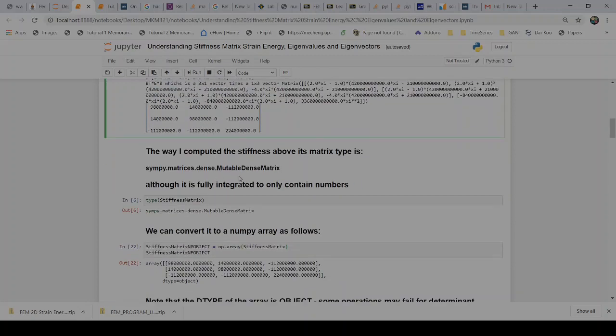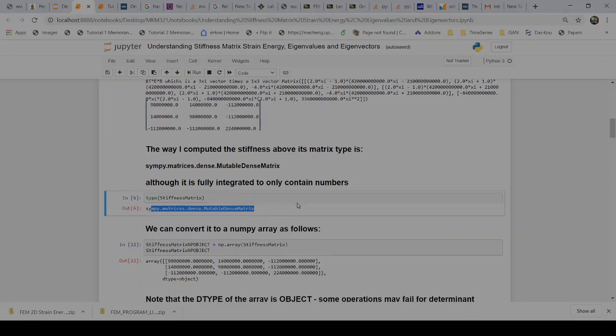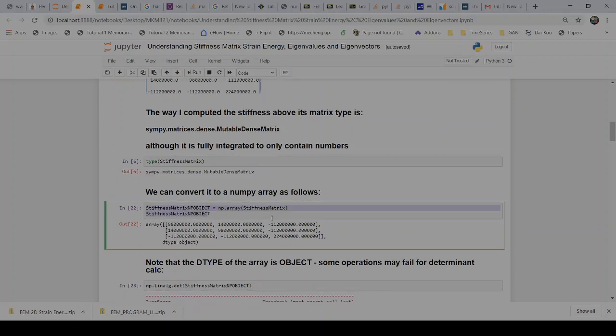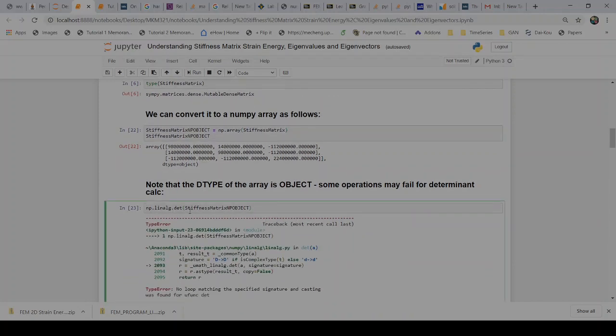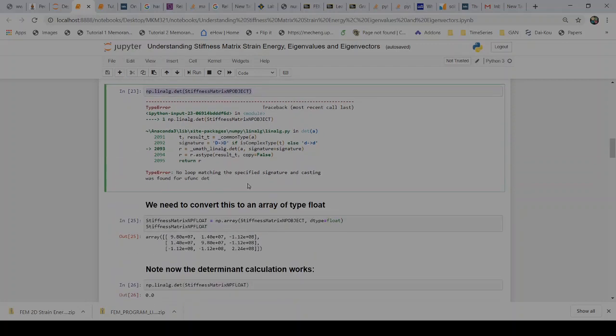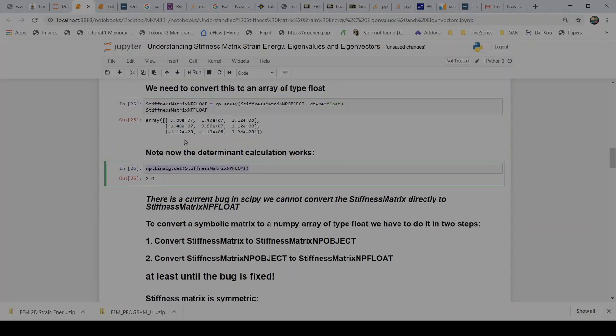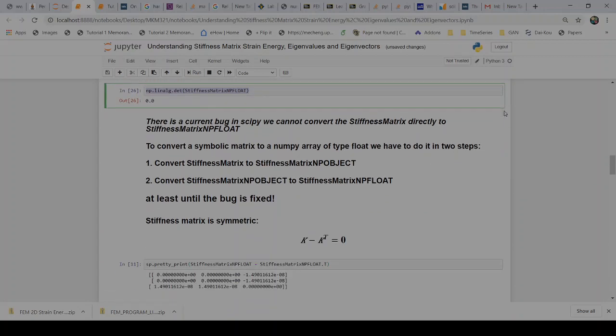This stiffness matrix has the type SymPy dense mutable matrix, which is a nasty thing to work with. If I just convert it with NumPy without specifying the dtype, I will end up with problems later on. For example, if I try to find the determinant of this object, I run into a problem. So rather specify the dtype. You can do it as a float, or as np.float64 or something like that. Once we have done this, we can compute with the stiffness matrix.